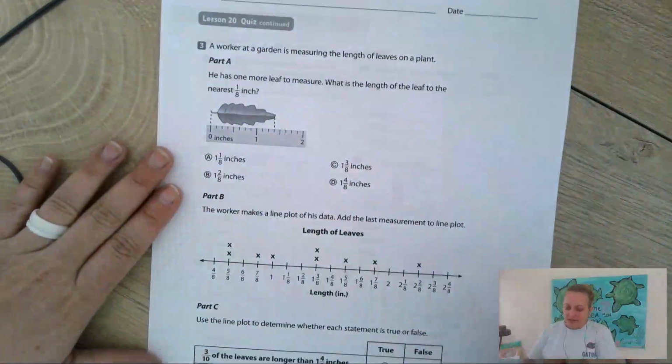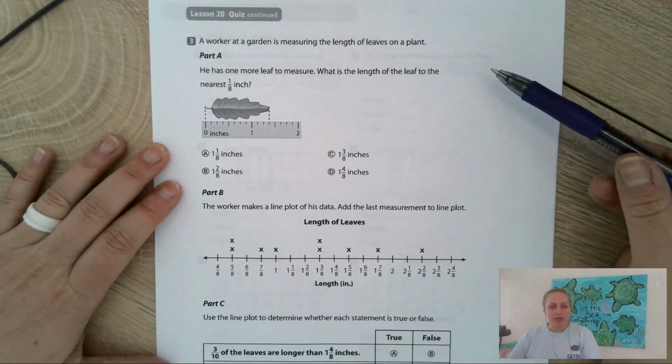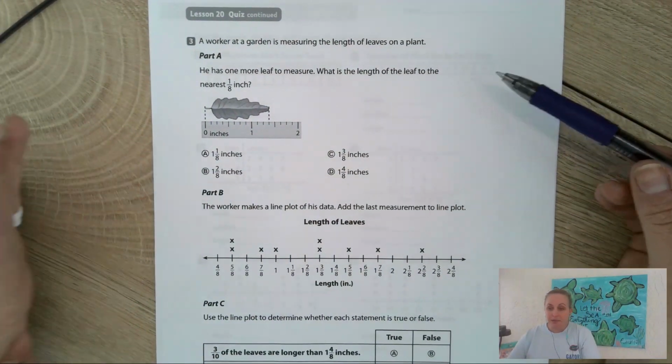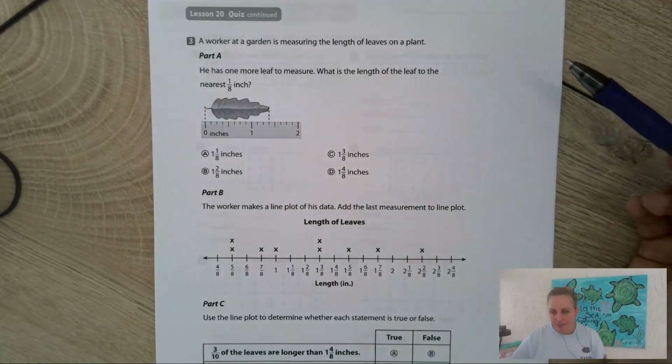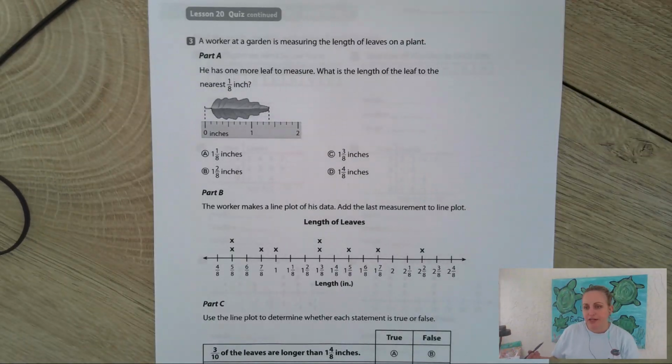All right, a worker in the garden is measuring leaves on the plant. Again, something really realistic that somebody would do. Maybe they're trying to make sure that the leaves are healthy. The bigger the leaf, the healthier the plant, or something like that. Does it need more fertilizer? Does it need more water?